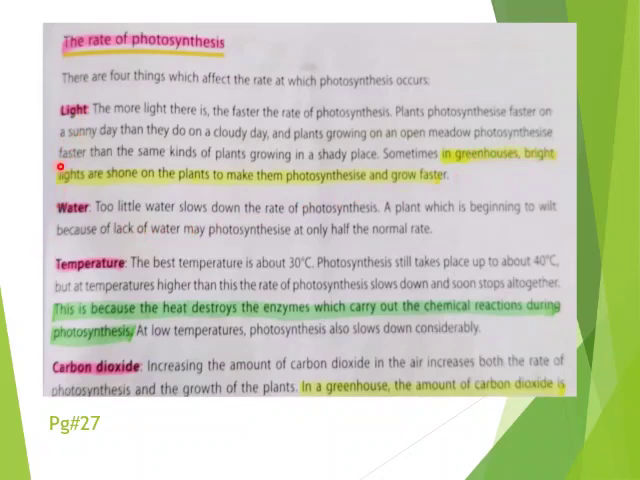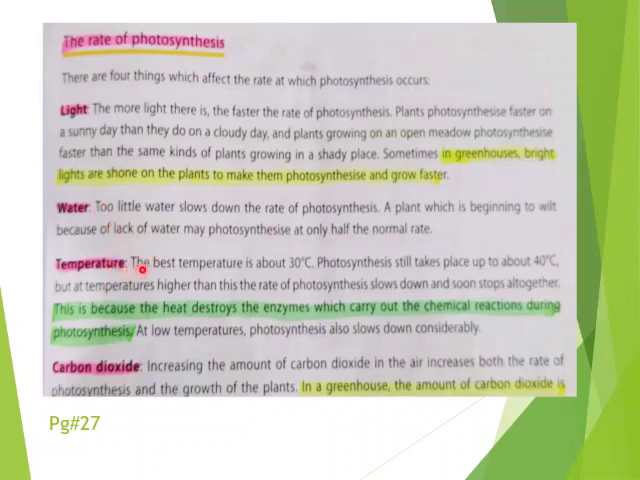Now the second factor that affects the rate of photosynthesis is water. I've told you already that if water is more, the stoma are open and photosynthesis can occur easily. Too little water slows down the rate of photosynthesis. A plant which is beginning to wilt because of lack of water may photosynthesize at only half the normal rate. So water is very important.